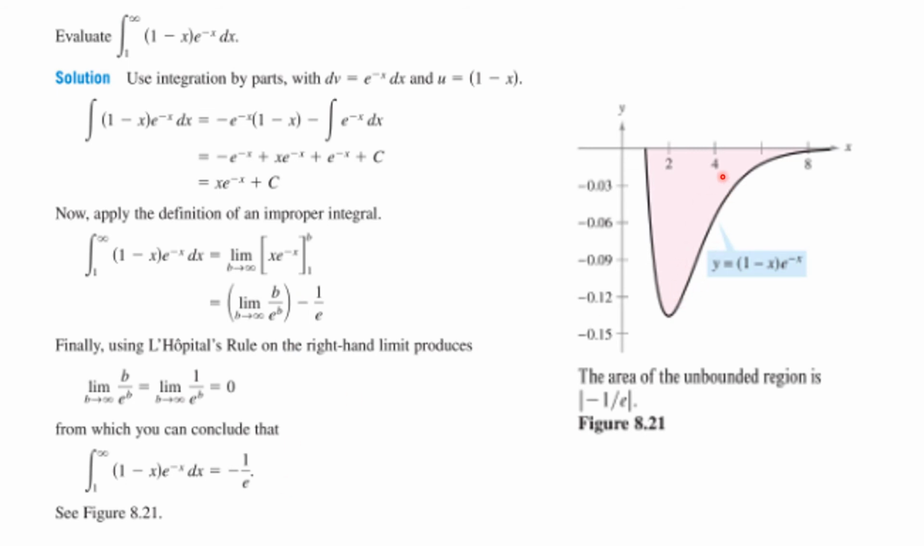Here's a picture of the graph of the function and the area that we computed. And since it's underneath the axis, that is minus 1 over e.